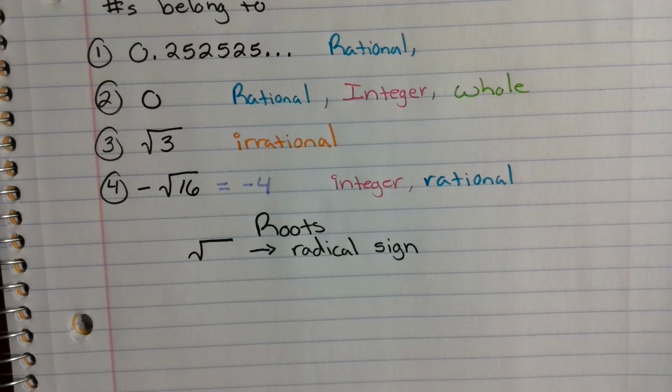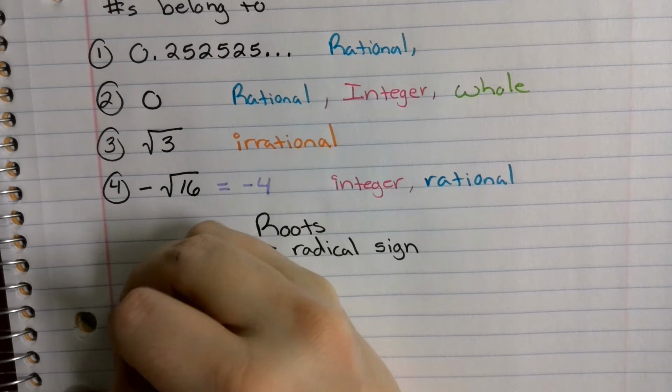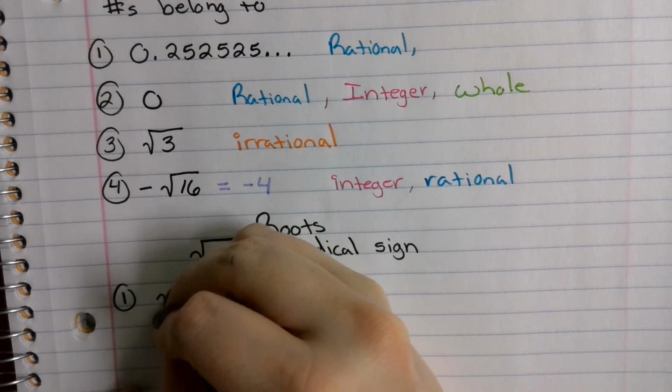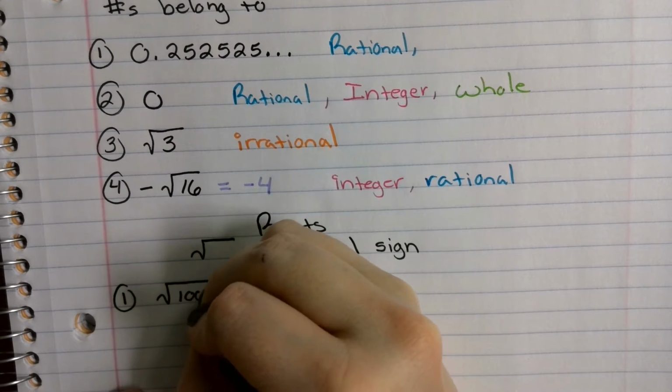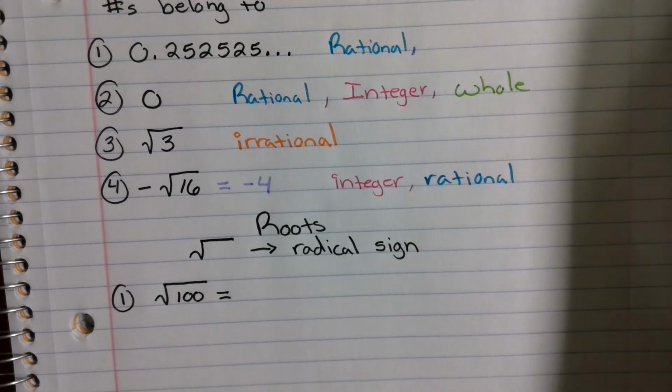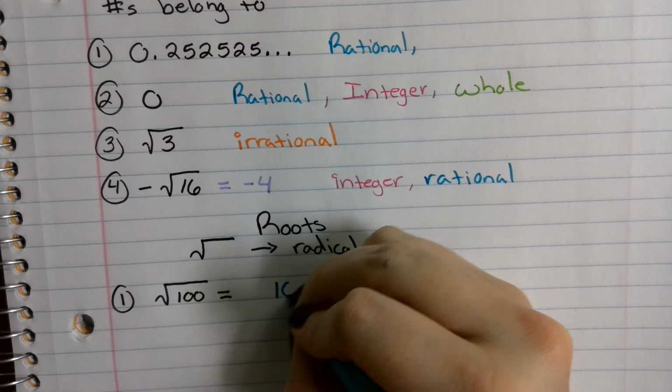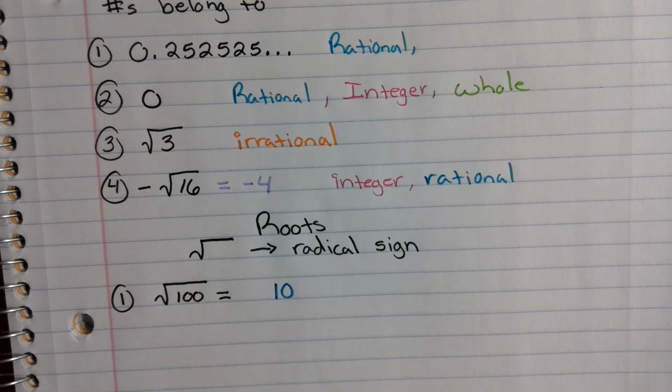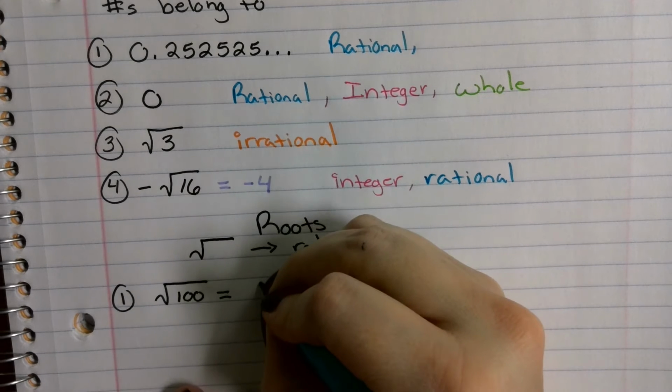And all roots have two values, unless otherwise indicated. So what I mean by that, if I say that you take the square root of 100, all of you know that the square root of 100 is what? 10. But did you also know it's negative 10? Because negative 10 times negative 10 also equals 100, doesn't it?